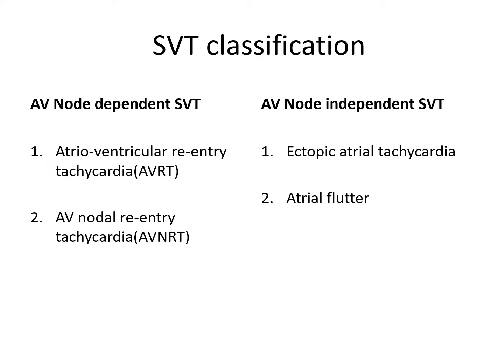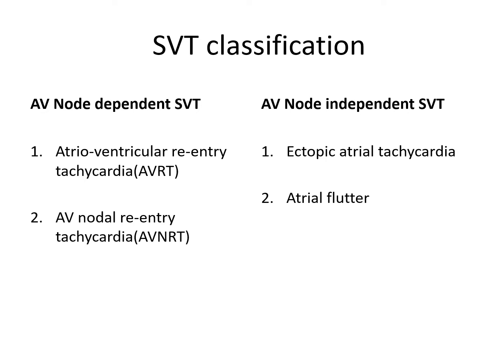On the basis of mechanism of generation, SVTs are classified as either AV node dependent SVT or AV node independent SVT. For AV node dependent SVT, the mechanism of generation involves aberrant conduction involving the AV node. These are classified into AVRT, which is atrioventricular re-entry tachycardia, and AVNRT, which is AV nodal re-entry tachycardia. We will discuss these in detail subsequently.